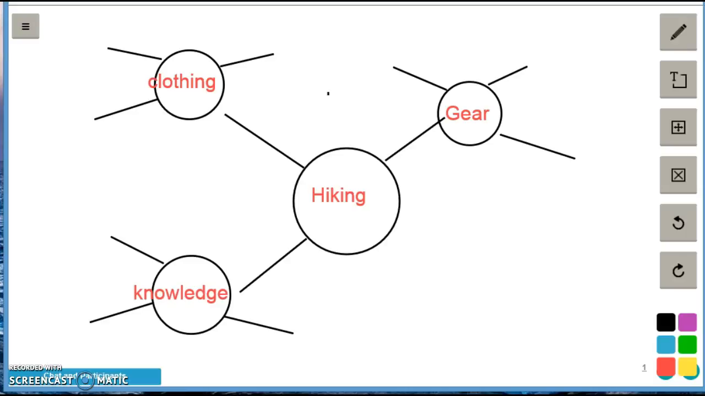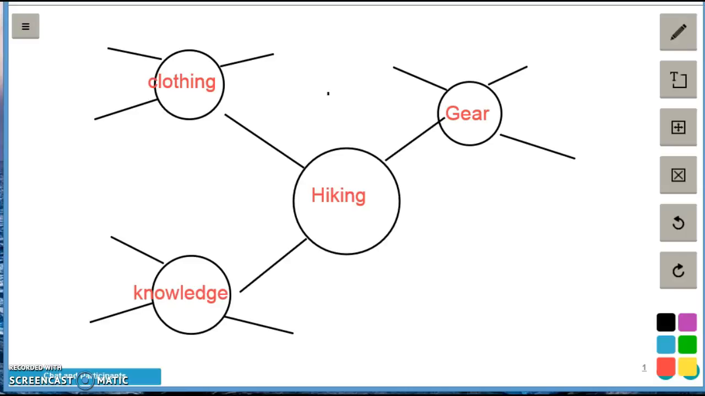So today I'm going to have you think of a topic, something you know a lot about. And then after you watch me do a graphic organizer, I'm going to have you talk to a partner about the topic you chose, create your own graphic organizer, and then write a few paragraphs on your topic.